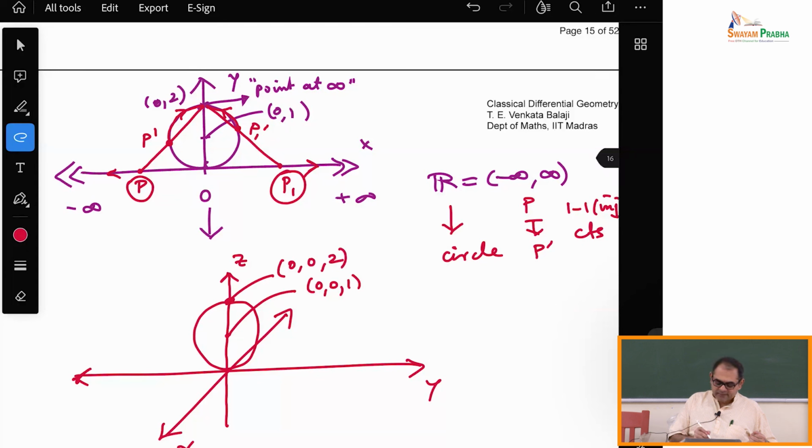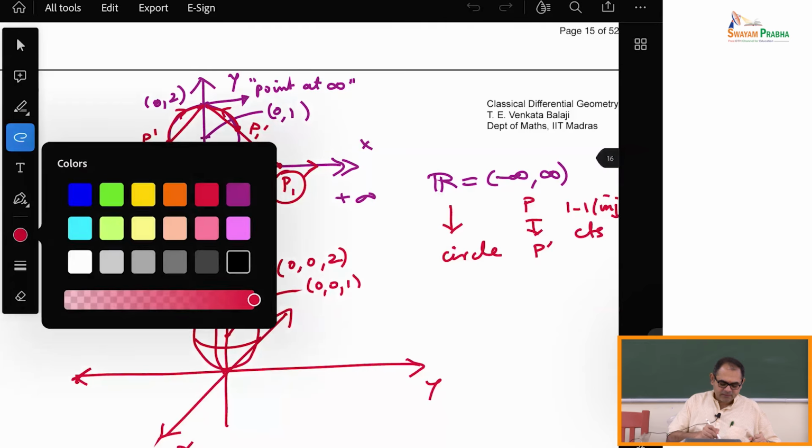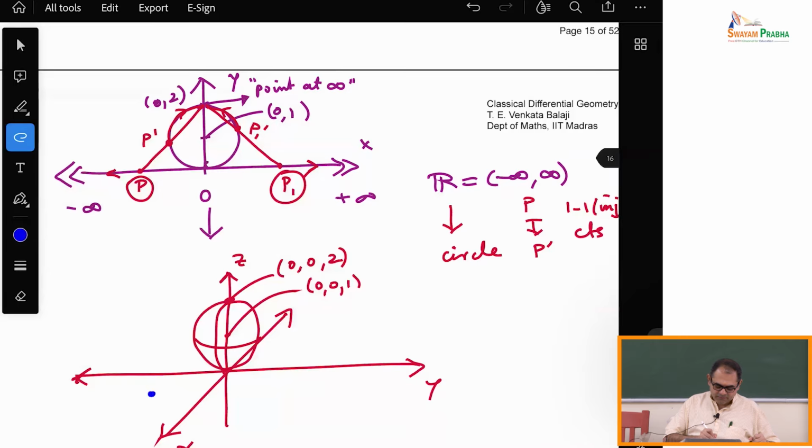Mind you, this is a sphere, so I will just draw something like this. It's not a circle. It's a sphere sitting on top of the origin, radius 1. Now again, you do the same business. What you do is you take a point on the plane P.